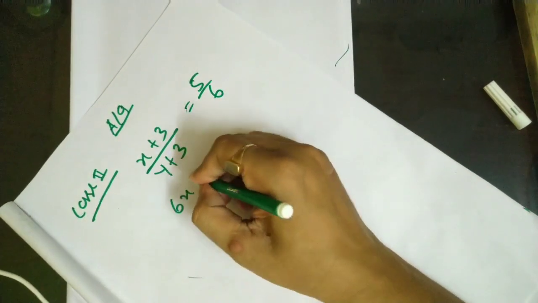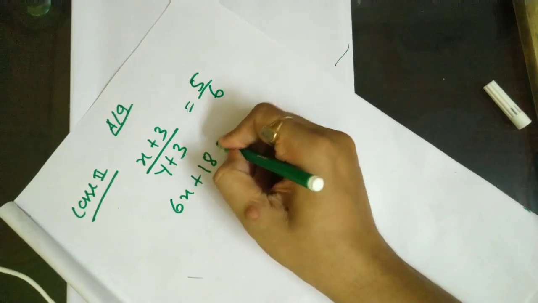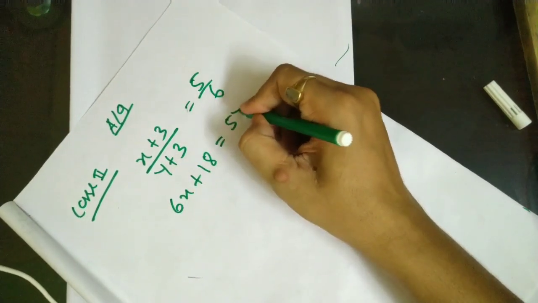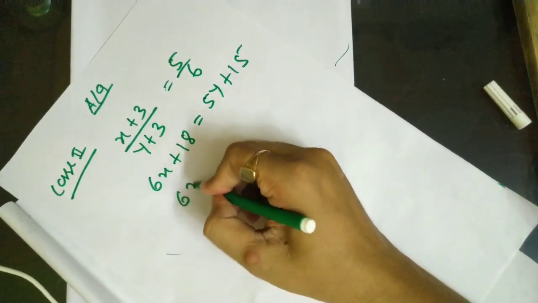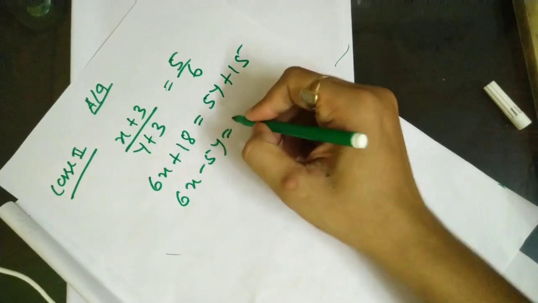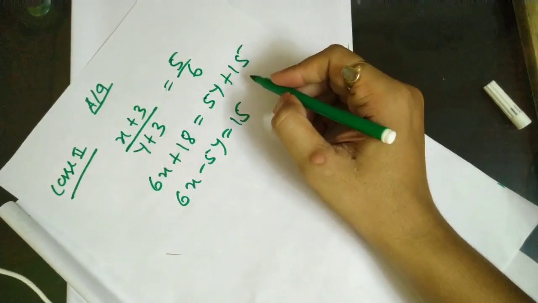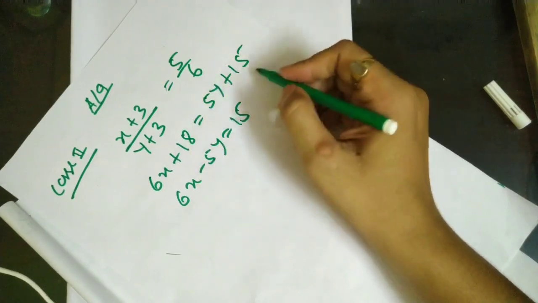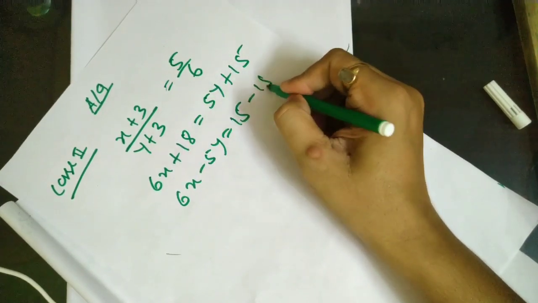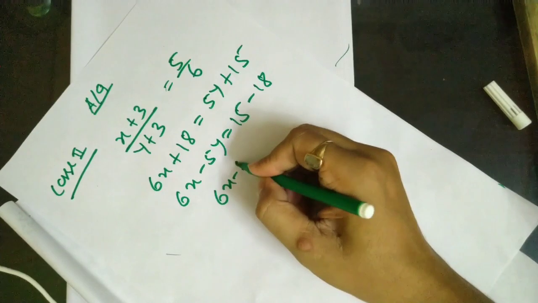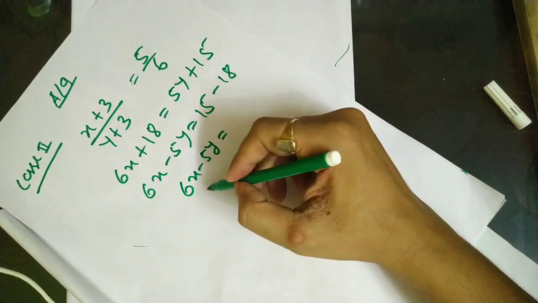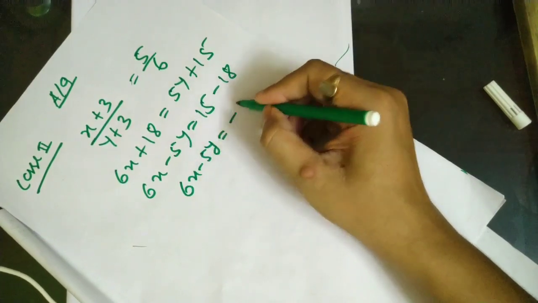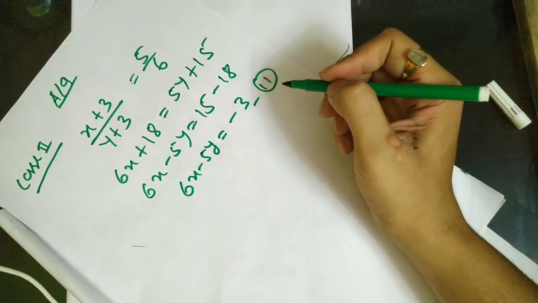So from here we can get our second equation: 6 into x, 6x, plus 6 into 3, 18, is equal to 5y plus 15. We take 5y to the left hand side and 18 to the right hand side, so 15 minus 18. We get our second equation: 6x minus 5y is equal to minus 3. So this is our second equation.